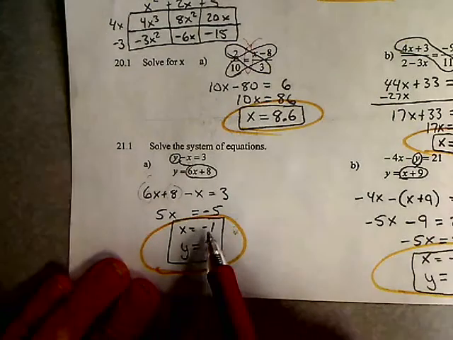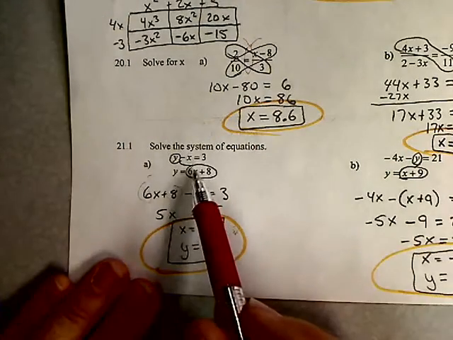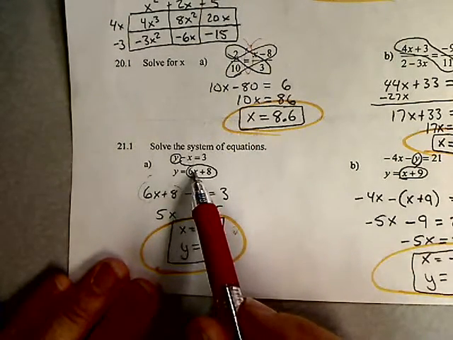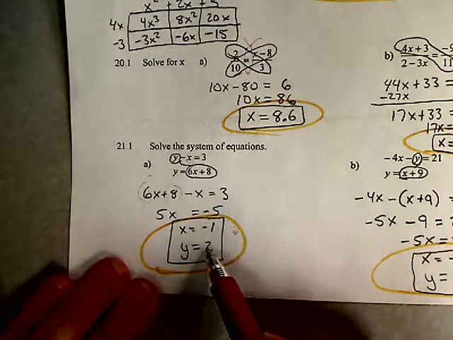How do I find the y? Plug in the negative 1 into one of these guys. Negative 1 times 6 is negative 6 plus the 8 is 2.